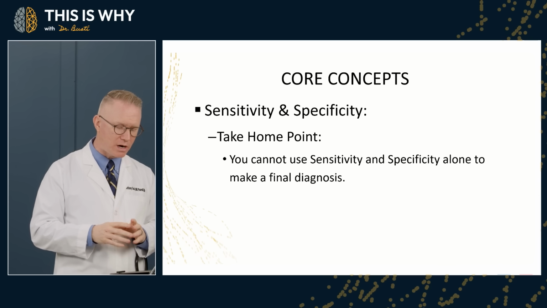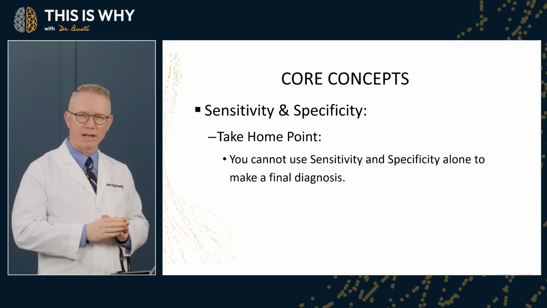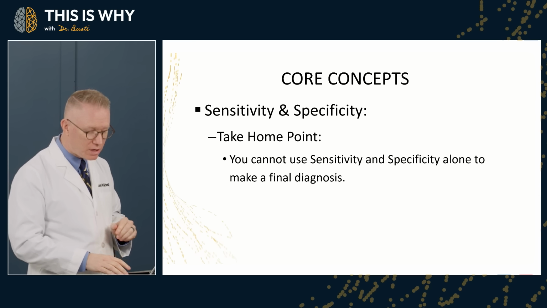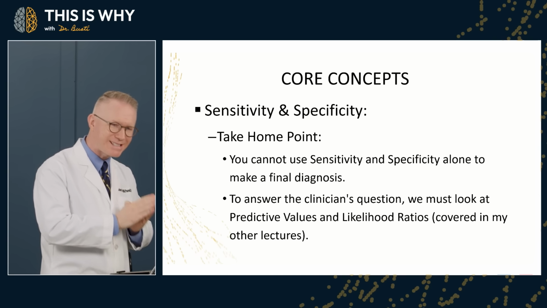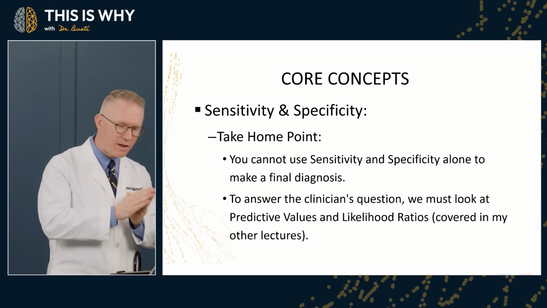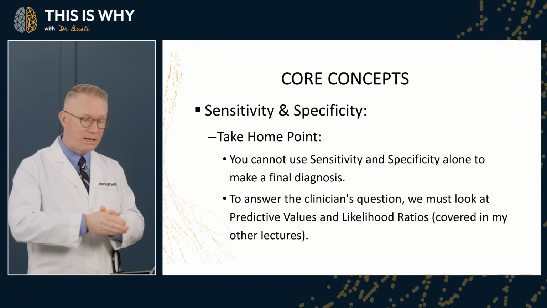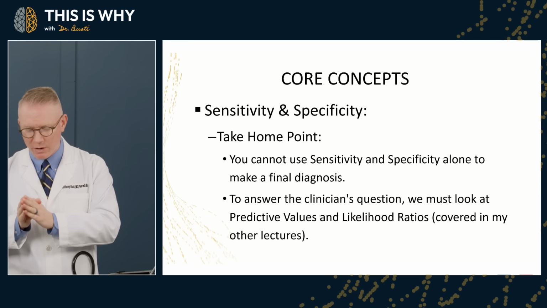So the take-home points are, you cannot use specificity and sensitivity alone to make a final diagnosis, usually. Okay, to answer the clinician's question, we've got to look at that next step. That's the negative and positive predictive values, or the use of likelihood ratios that change our pretest probability to our post-test probability. Whew, that's a lot. I hope that helped make some sense of things.